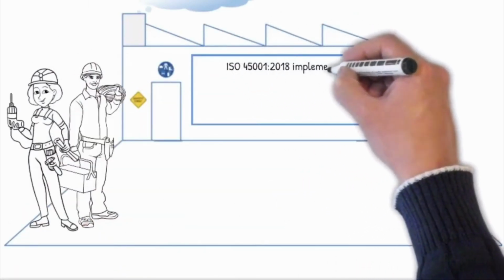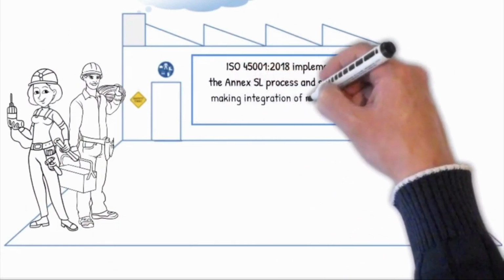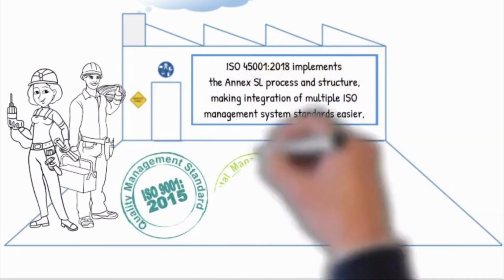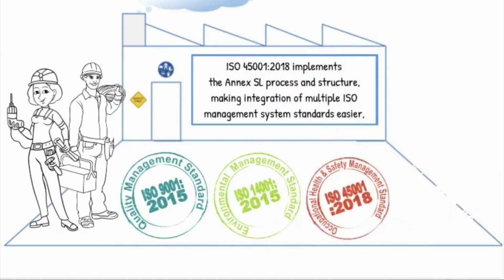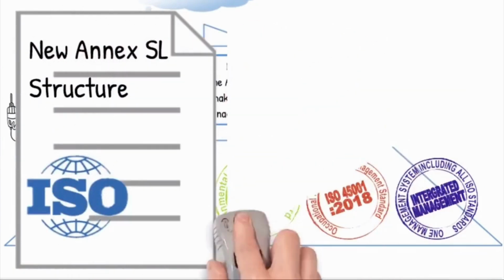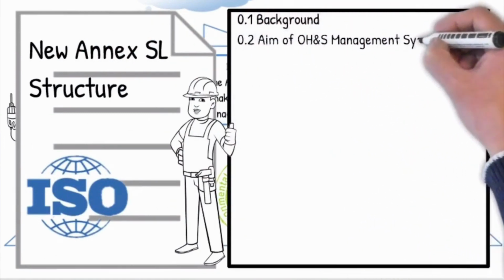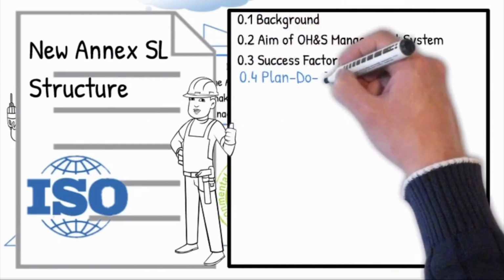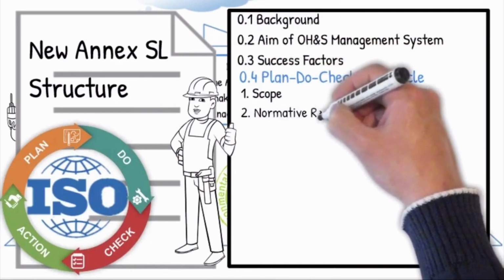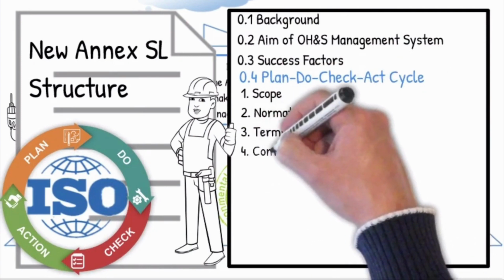ISO 45001-2018 implements the Annex SL process and structure, making integration of multiple ISO management system standards easier. Its elements can be aligned or integrated with those of other management systems. ISO 45001 structure is aligned with the recently revised ISO 9001 and ISO 14001 with their high-level structure and emphasis on managing risks, emphasizing the PDCA cycle to achieve continual improvement, which requires leadership, commitment and participation from all levels and functions of the organization.